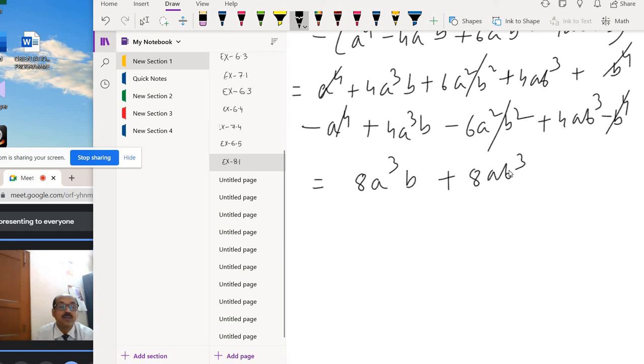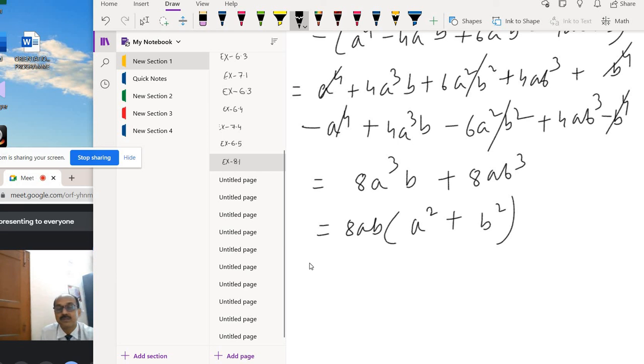Now we can take 8ab as common, so it will be 8ab times a square plus b square. So this is the first part answer. Now we will put the values: a as root 3 and b as root 2.